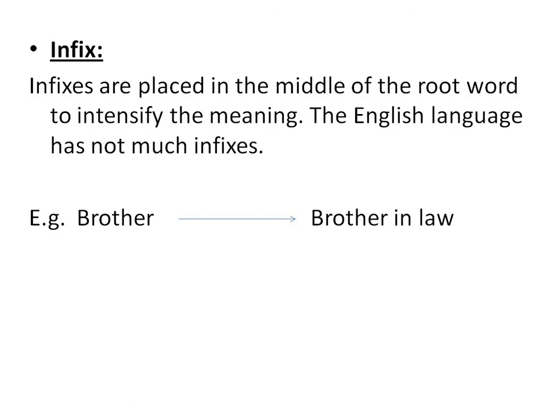Let's look at the example. The word is brother. The stem or root morpheme or word is brother. We have made brother-in-law. So brother and law are two different morphemes. What we have done, we have added in between the brother and law. So this is called infixation, or this is called infix. Actually, these are affixes, but we have given another term to the affix, infix, which is placed in the middle of the root word.